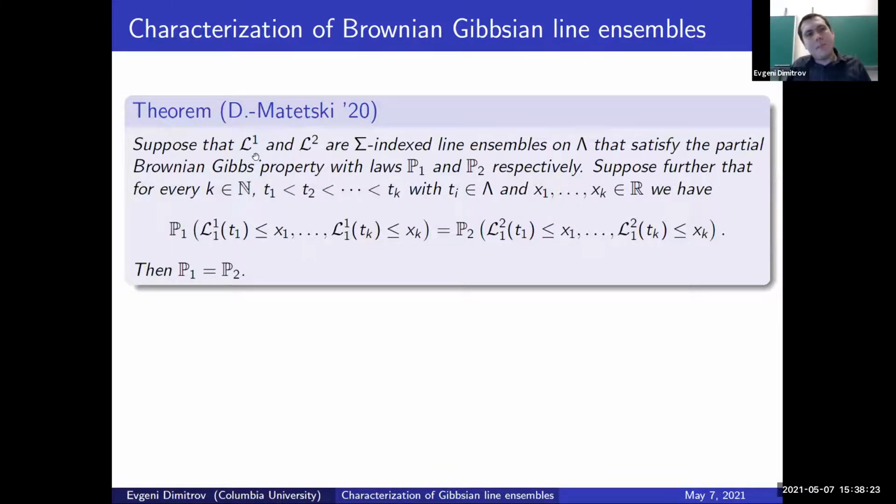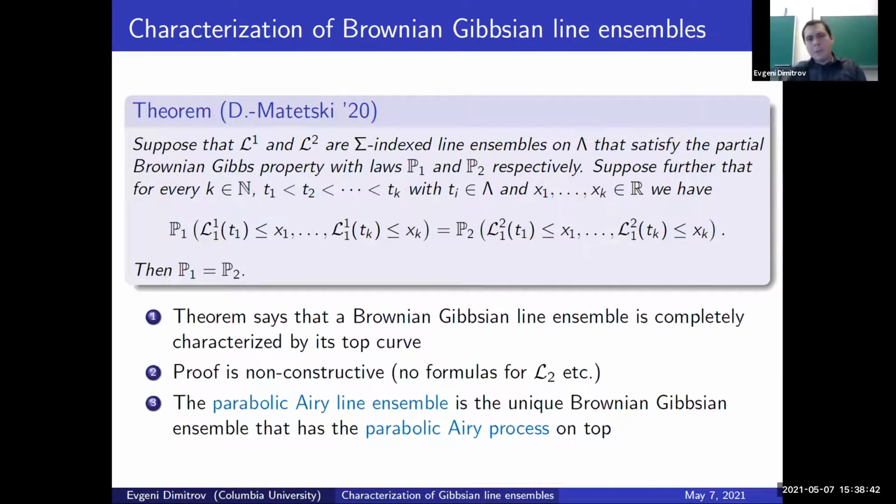The statement is, suppose you have two line ensembles, L1 and L2, and they both satisfy the Brownian Gibbs property. And suppose furthermore that the top curve of the first ensemble has the same finite dimensional distributions as the top curve of the second ensemble. Then you can conclude that the full ensemble laws need to match. So in plain words, what the theorem says is that a Brownian Gibbsian line ensemble is completely characterized by its top curve distribution.